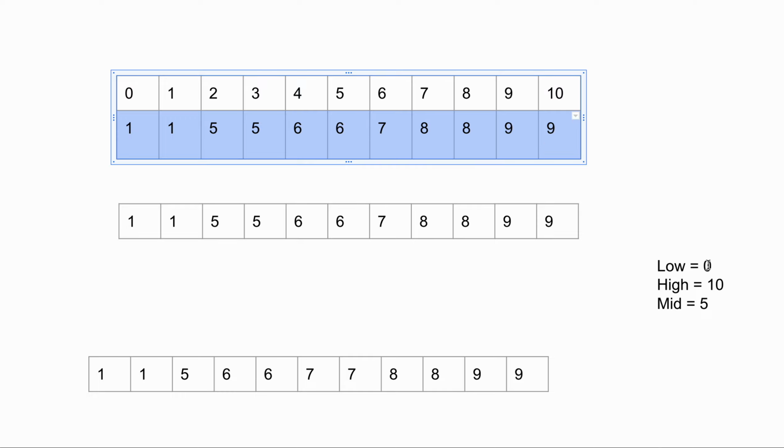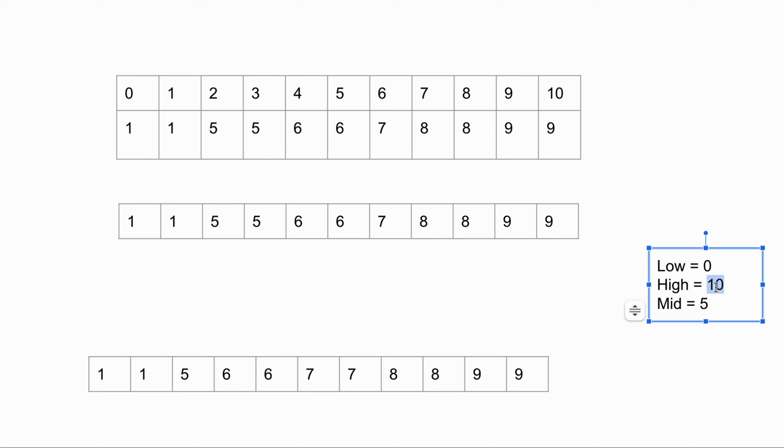So our low value will be 0. Our high value will be the length of the array minus 1. And we will calculate the mid value at every step. But before that, let me explain the intuition behind this. What is the intuition here?